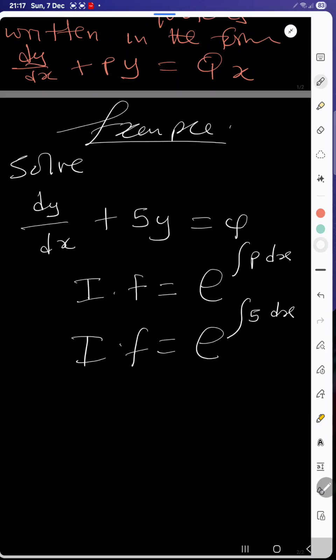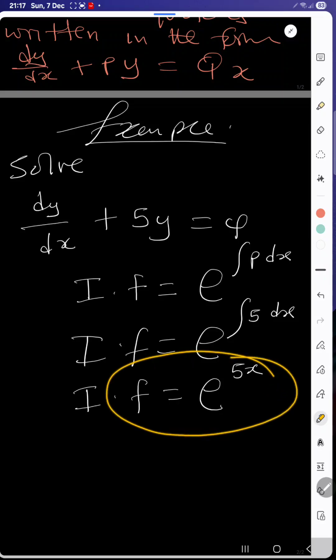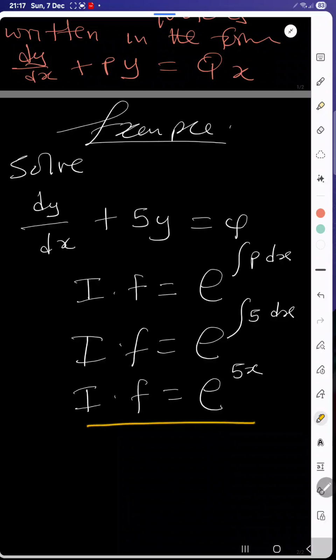This means we need to integrate that 5 with respect to x to get its integral. So the integrating factor is equal to e to the integral of 5. What is the integral of 5 with respect to x? It is 5x, because integrating a constant is just a matter of adding the variable you are integrating with respect to. So this becomes the integrating factor. That's how you get it.